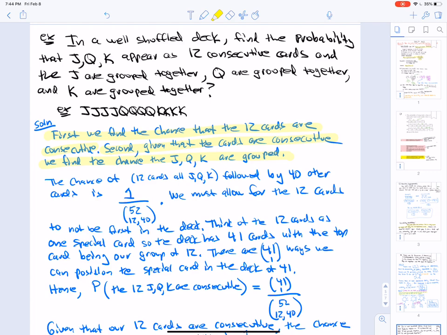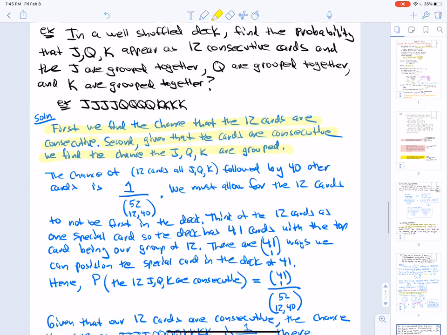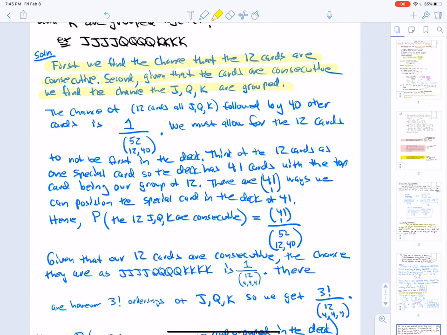So for our solution, we're going to break this problem up into 2 parts. First, we're going to find the chance that the 12 cards are consecutive. Once we assume that the cards are consecutive, then we're going to find the chance that the jacks, queens, and kings are grouped together. So the chance that the first 12 cards at the top of the deck are jacks, queens, and kings is 1 over 52 choose 12, 40.